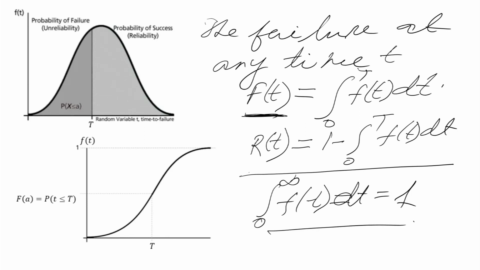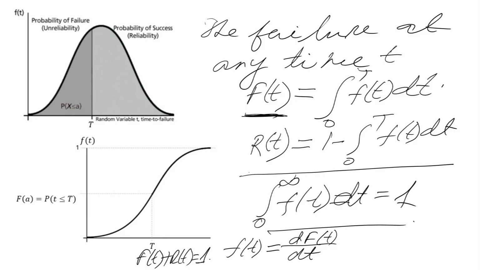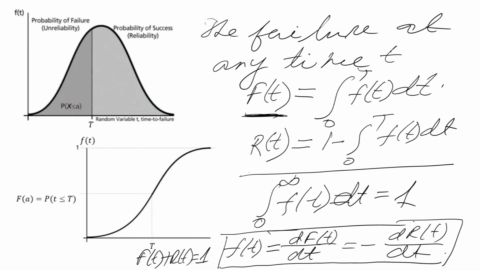Again from here I can write my f(t). How can I find it? I will find f(t) by d/dt, which I said we did in the last class also. Since F(t) + R(t) = 1, I can write f(t) equal to minus d R(t) divided by dt. This is a very important expression that we will also be using subsequently.